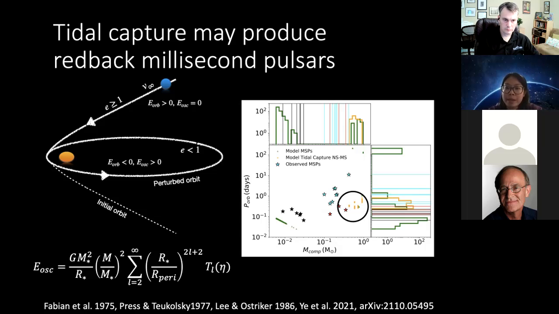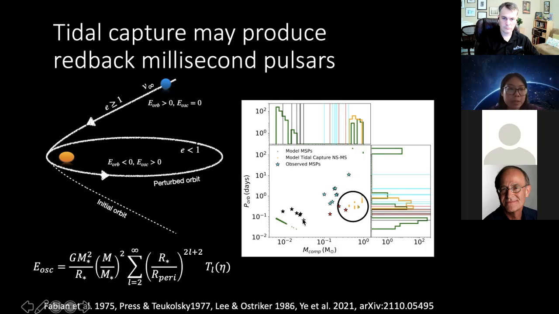So I implemented tidal capture into CMC to form these redback millisecond pulsars, which were largely missing in our previous simulations. And for tidal capture between a main sequence star and compact objects, I assume polytropic models for the main sequence stars, following the calculations from these few classical studies.